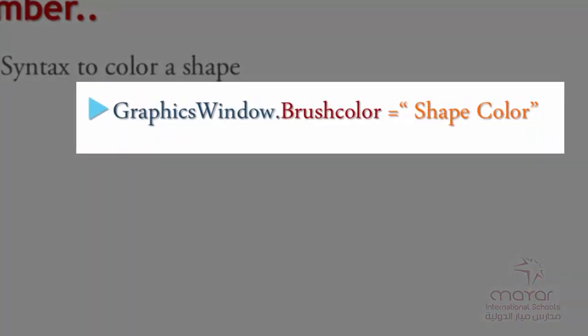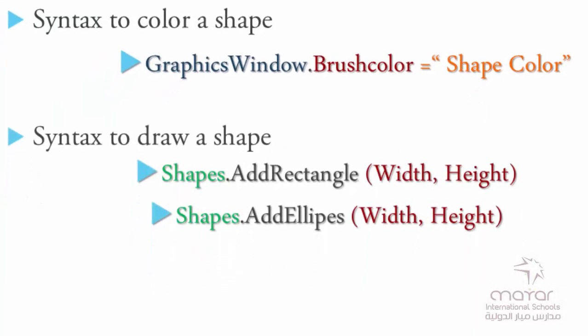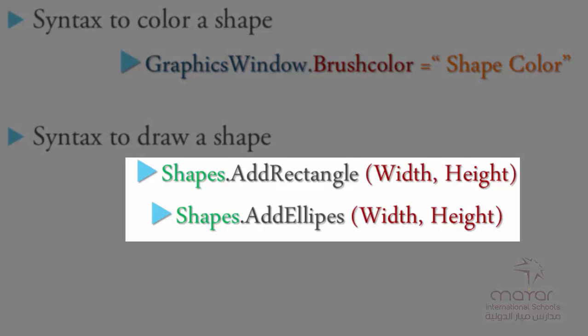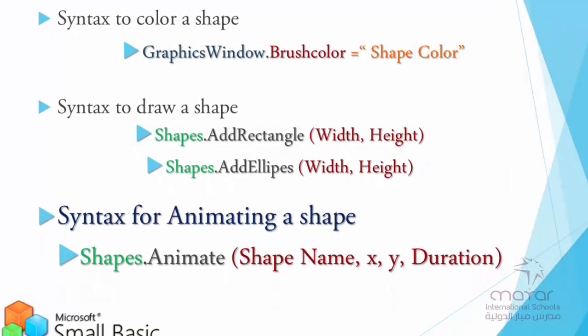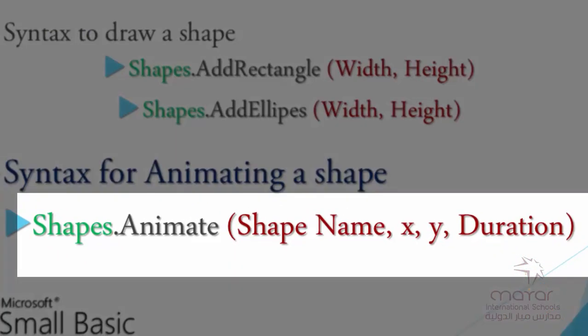Remember, syntax to color a shape: Graphics window dot brush color equal shape color. Syntax to draw a shape: Shapes dot add rectangle with specifying the width and height if we want to draw a square or a rectangle. If we want to draw a circle or oval, we will use shapes dot add ellipse with specifying the width and height. Syntax for animating a shape: shapes.animate, open bracket, shape name, x and y, and duration.